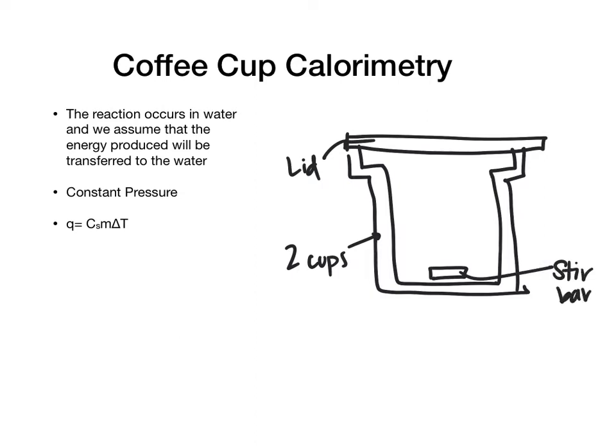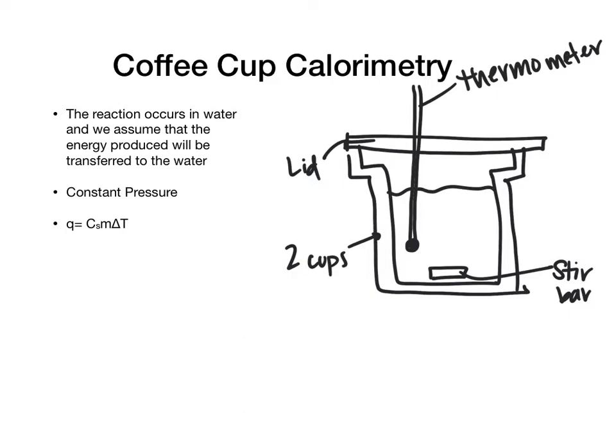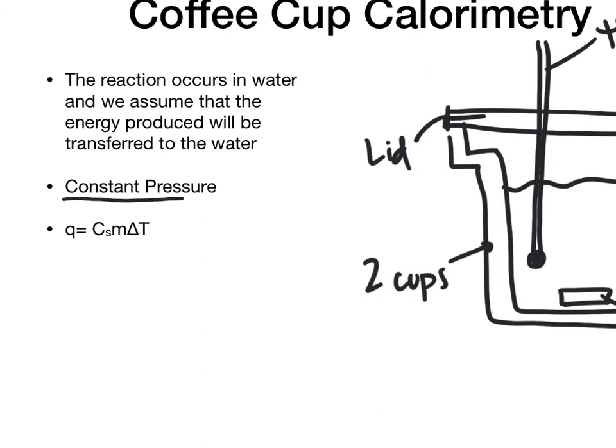And so a stir bar is basically going to allow the solution to mix. The picture in the textbook uses a stirring rod, which basically is a stir bar connected to a valve that you will stir. And then we're going to have a thermometer. And so the thermometer is going to be under the water, and so it's going to measure the temperature of the water. And so it's important to note that this is a constant pressure.